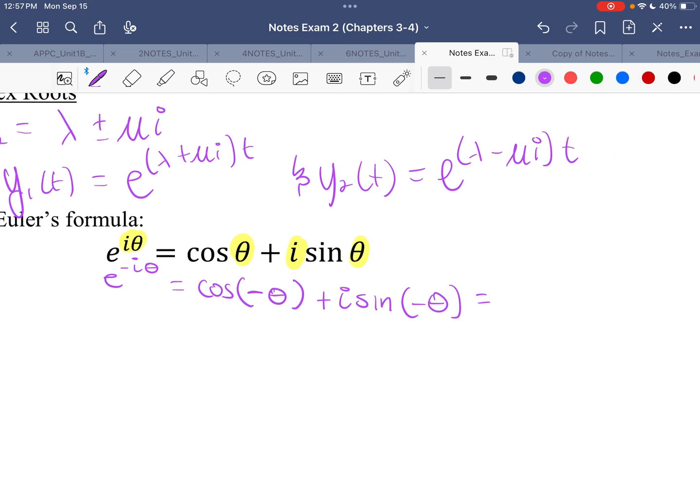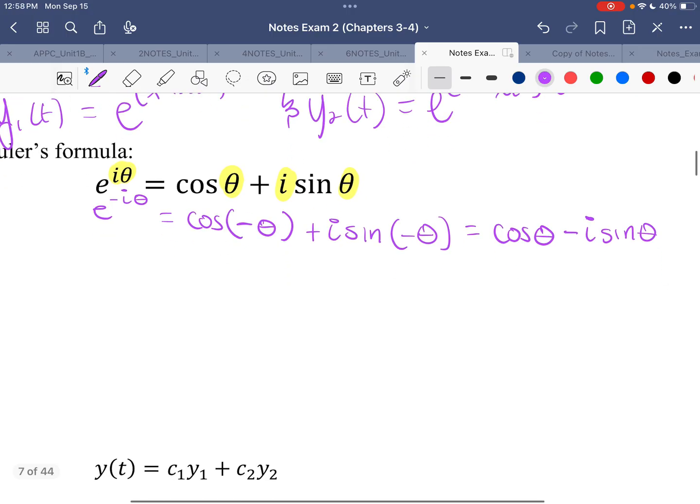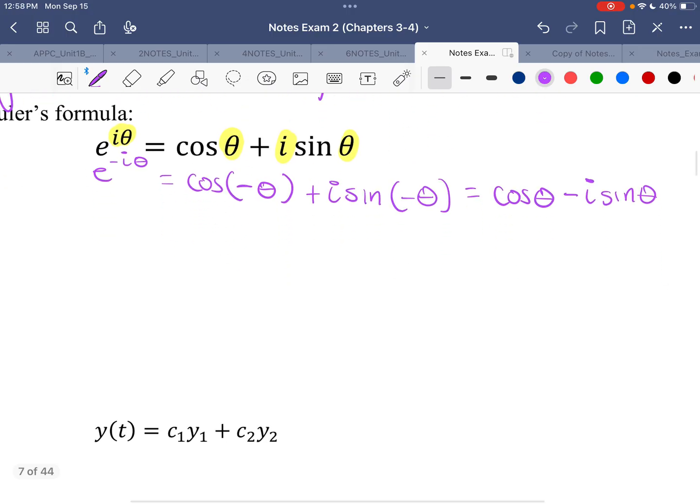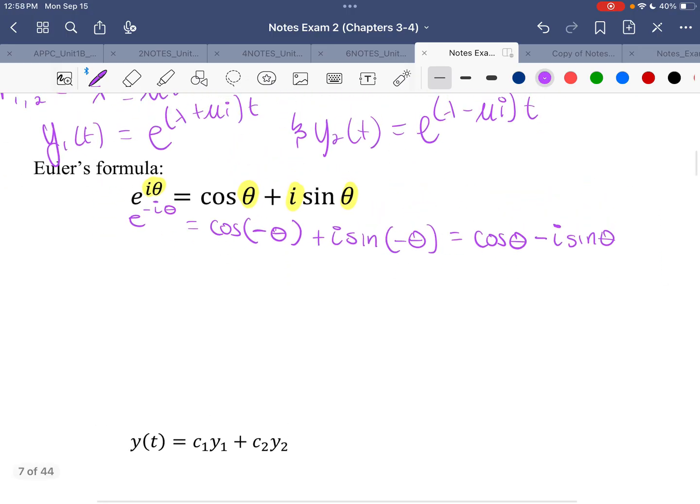Cosine is an even function, so when I input a negative, the output is the same as when I inputted a positive, versus sine being an odd function. When I input the negative, the sign is the opposite. So opposite inputs yield opposite outputs, and we're going to have a negative in front of this one. So I would change this formula.